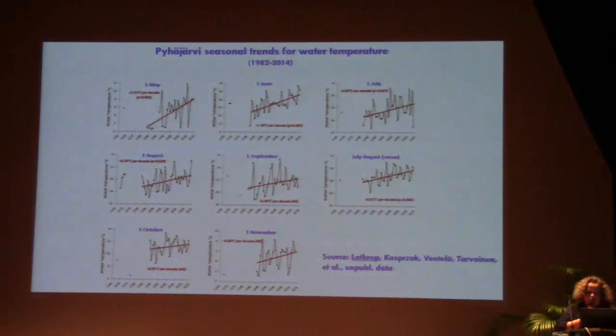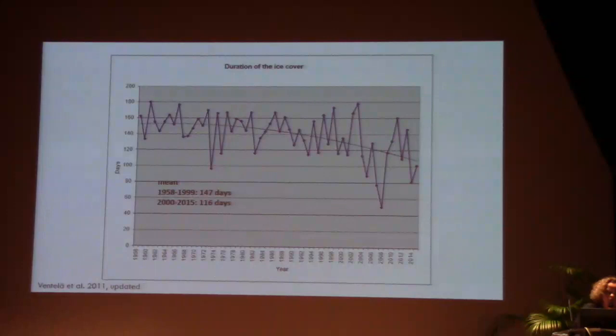Our water temperature is increasing clearly, and we are losing our ice cover. Normally the lake is covered by ice, and before year 2000 it was 147 days, but after that it has been reduced already by 1 month, and we have had years with really short ice cover and also very bad quality ice. So that is of course changing many things in the system, like light conditions. It is much more open to spring and autumn winds, and many things are changing.